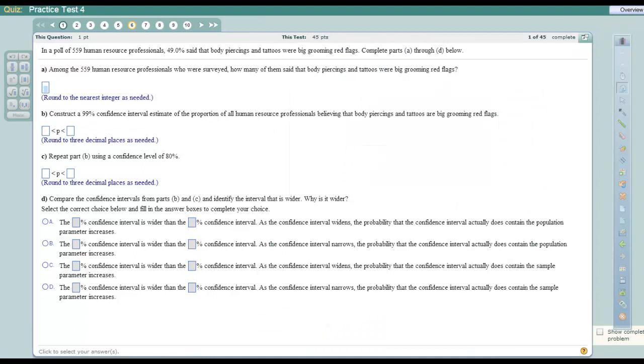Where's the thing? Identify the interval that is wider. Why is it wider? So which one of the intervals was wider? The 99% confidence interval. It was wider. Why is it wider?